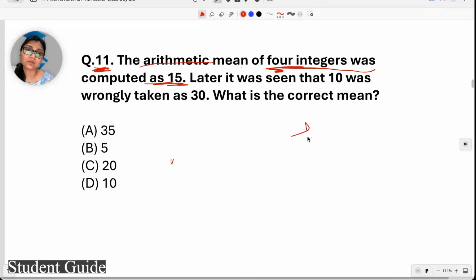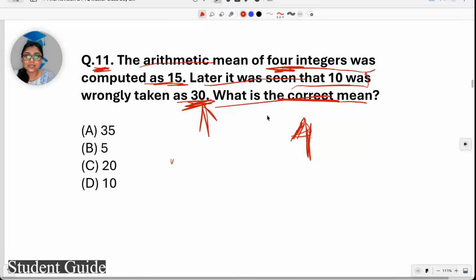Okay, so there will be 4 integers and the pen is kind of glitching. No problem. We have explanation slide, so it will be very easy for us. So as the question is saying, 4 integers was computed as 15. Later, it was seen that 10 was wrongly taken as 30. It means it should have to be 10, but the calculation has taken 30 wrongly. So what will be the correct mean?